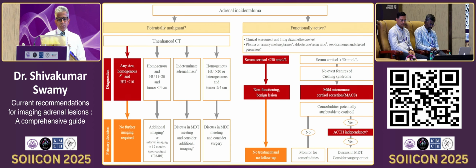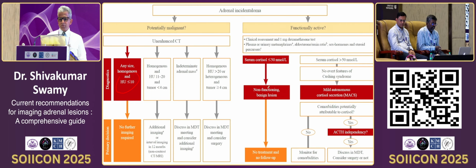Any HU value of less than 10, no further imaging required. Between 11 to 20, less than 4 centimeters, you do an additional imaging or the 12-month follow-up. If it is an indeterminate lesion, you do discuss in the MDT and take the additional imaging protocol, that is enhanced CT or PET CT or even MRI.